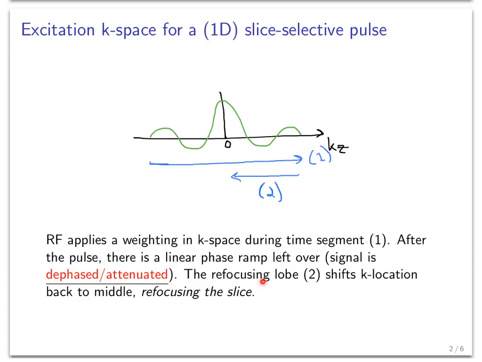Okay, so what the refocusing lobe does, or time segment 2 does, is it shifts the k location back to the middle of kz space, which refocuses the slice, right? So if we were to ignore that refocusing lobe that we had on the previous plot, we would get less signal because we would have dephased our signal somewhat, actually. We would have remained at this positive kz location.